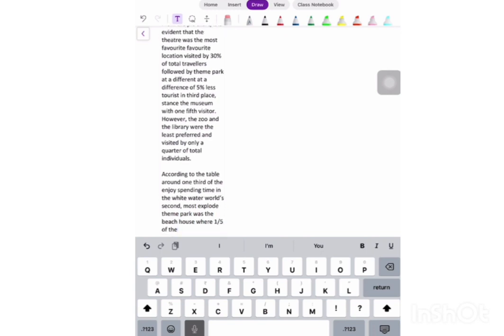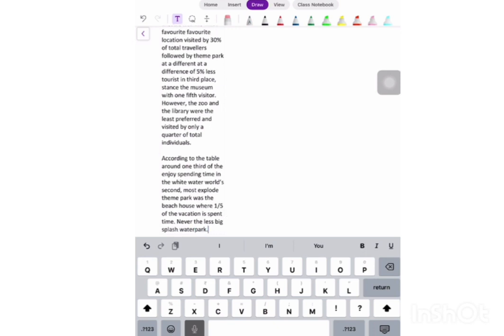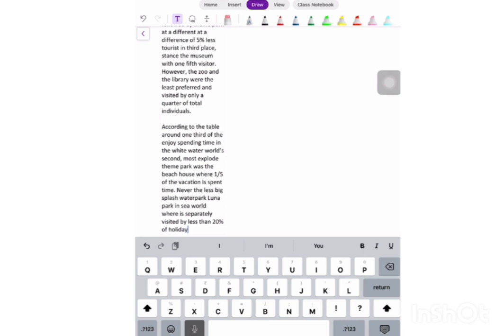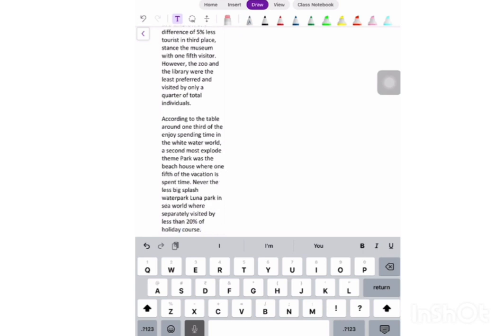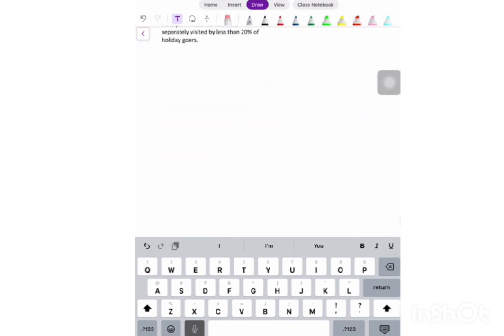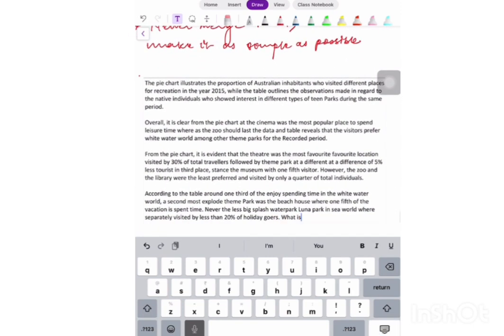The zoo stood last. Okay, so this is "stood last." The data in the table reveals... So this is a good line you can use: the data in the table reveals that the visitors preferred. So "preferred" is also a good word that you can use universally.